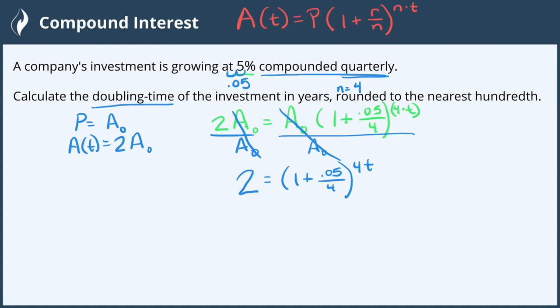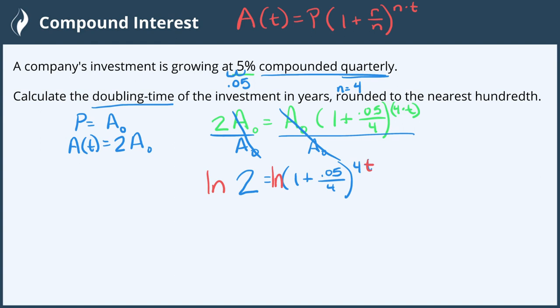To stay as accurate as possible, we're not going to do 0.05 divided by 4 and add to 1 until the very final calculation. So we're going to keep that all grouped together. To solve an equation where the variable is in the exponent, we need to bring it down, and we have a way we can do that by using logarithms. And my favorite is the natural log because it is already built in with the base, and it's faster to write ln instead of log base 10 or any other log. So we're going to use the ln and take the ln of both sides.